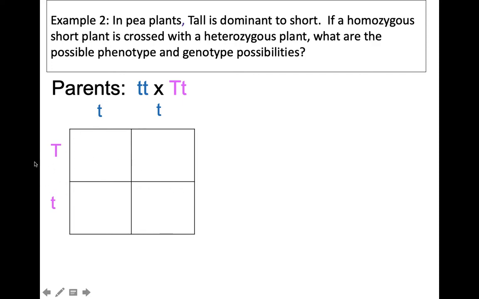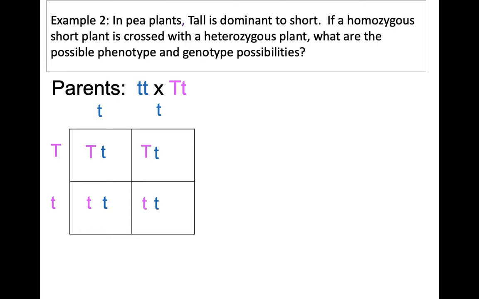Then I fill in my Punnett square, so I bring the big T over to the right one square, the big T over to the right two squares, the little t over to the right one square, the little t over to the right two squares, and the little t down, the little t all the way down, the little t down here, and the little t all the way down to the bottom as well. And now I have filled in my Punnett square.